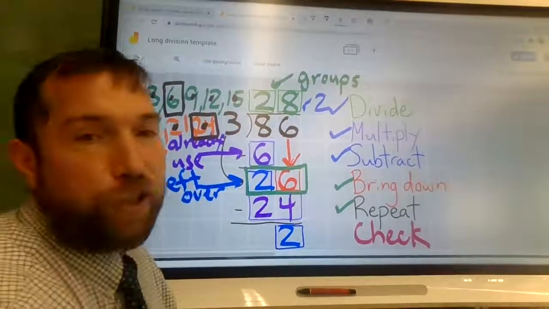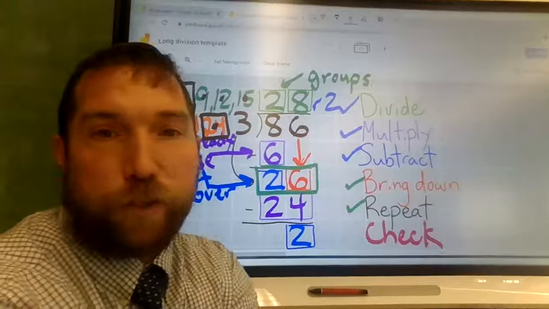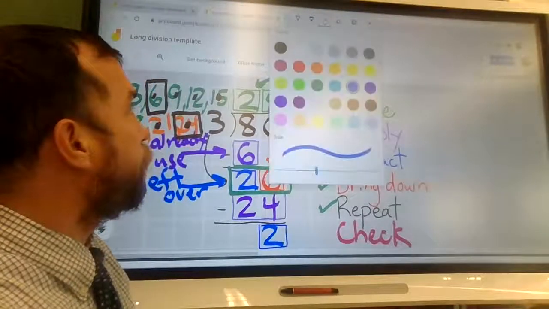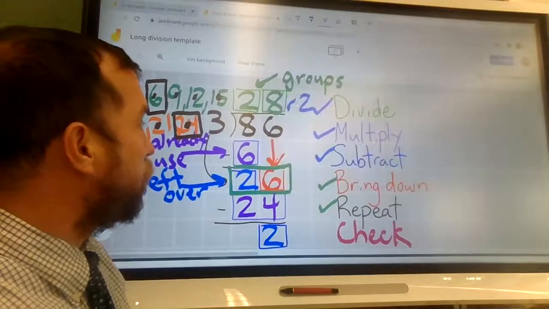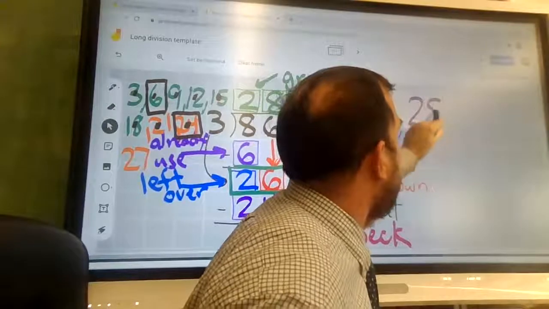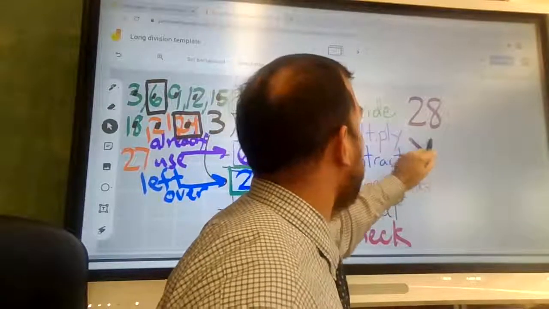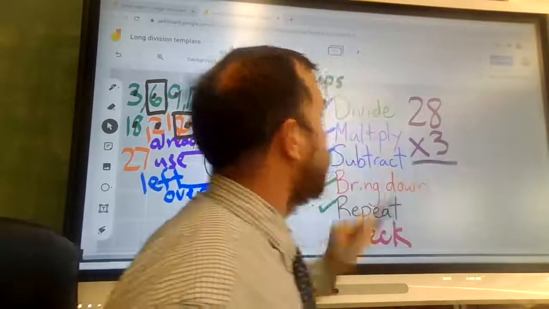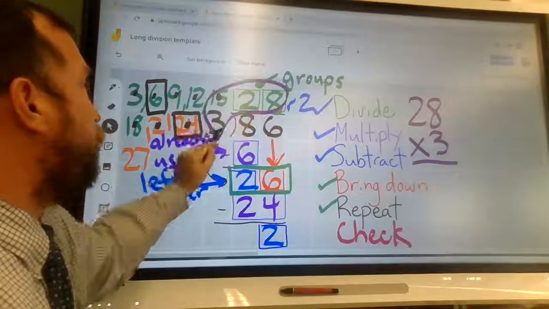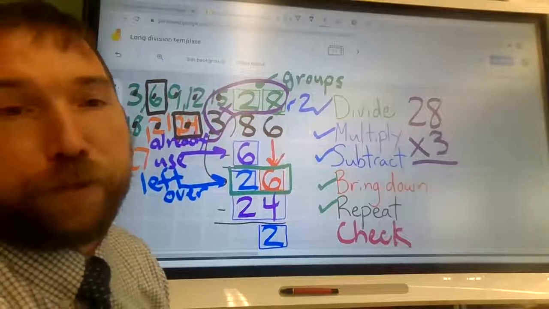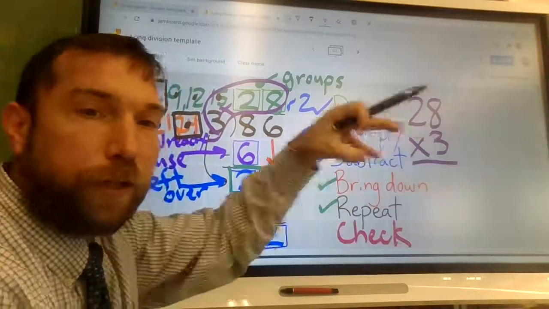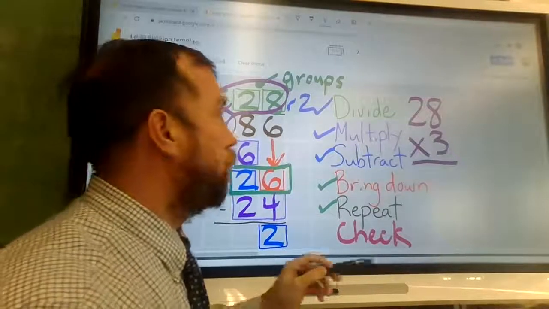So when I go to do my check, there's going to be something a little different here, and I'll do the check over on this side. So I have a little more space. See if I can find that same color again. I think it was this one. So I'm going to do 28 times 3. And that's just my quotient times my divisor. It's just these two numbers multiplied together. Again, the opposite of division is multiplication. They're called inverse operations. It's like going in reverse, backwards.